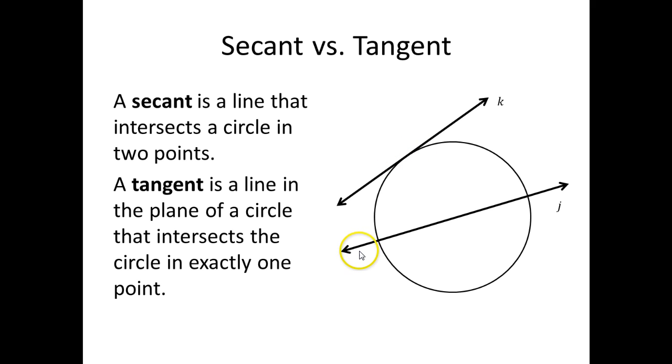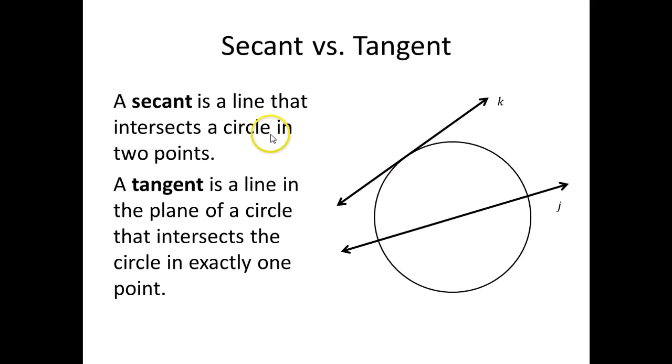You may ask, why do we mention in the definition that the tangent line has to be in the plane of the circle and that it intersects the circle in exactly one point? Well, the reason is because you can have a line that is not in the plane of the circle. Imagine this line coming straight at us and still intersecting in exactly one point. So when we're talking about a tangent line, the line has to be in the plane of the circle.